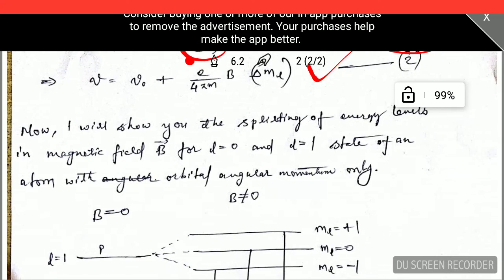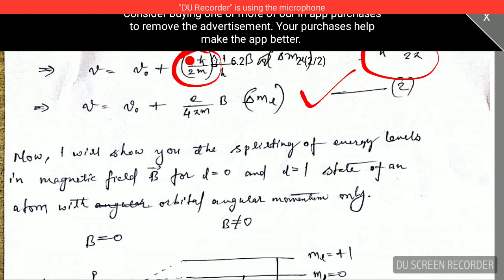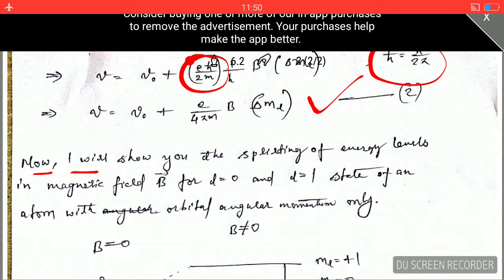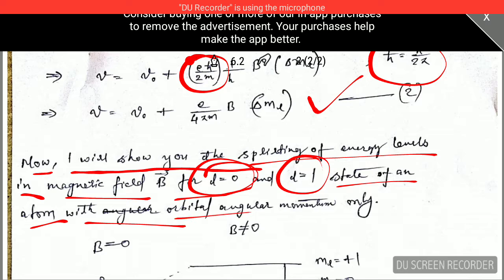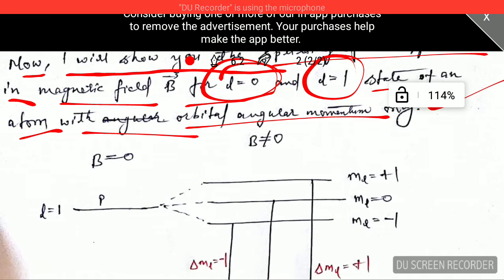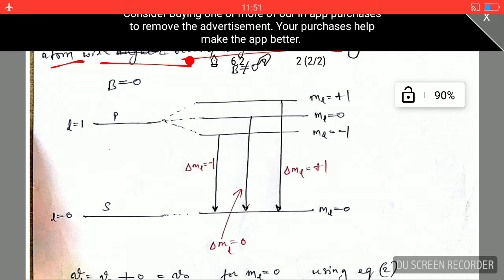Now I will show you the splitting of energy levels in magnetic field B for the L equals 0 and L equals 1 states of an atom with orbital angular momentum only. You can see the diagram here.